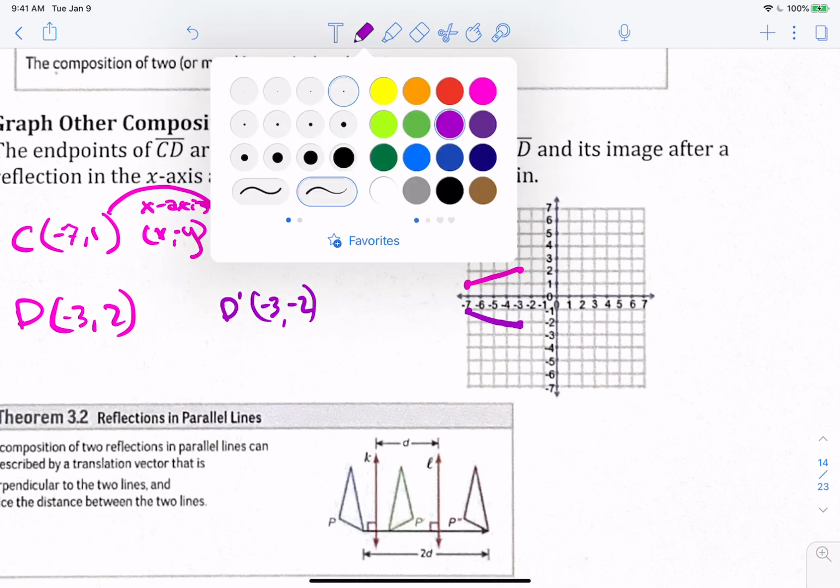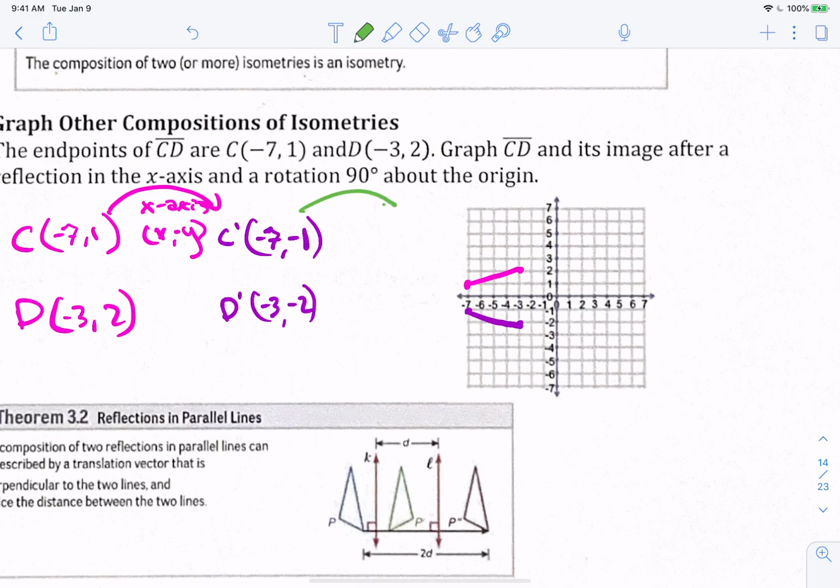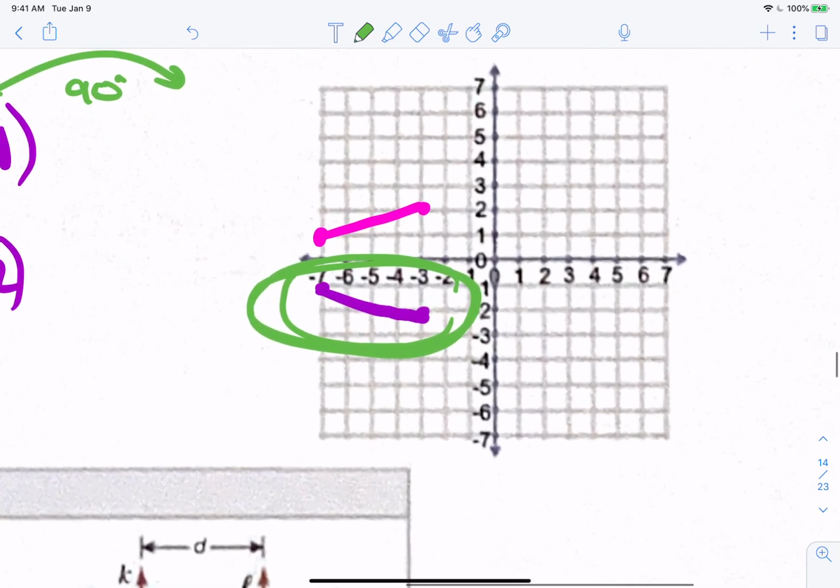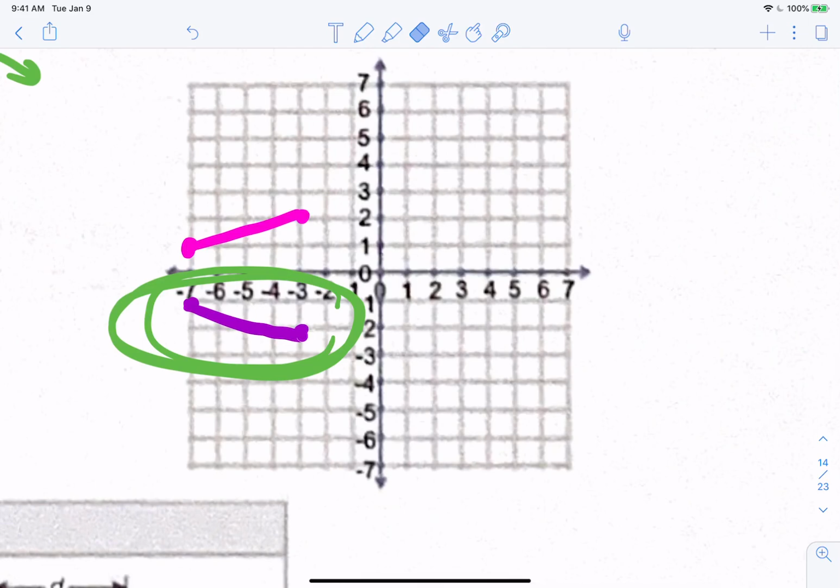Now, last thing, I want to do 90 degrees. 90-degree rotation. Okay, if I'm rotating him 90 degrees, what quadrant is he going to end up in? Right now he's this purple one. Then he's going to be in the fourth quadrant. He's going to move over here.